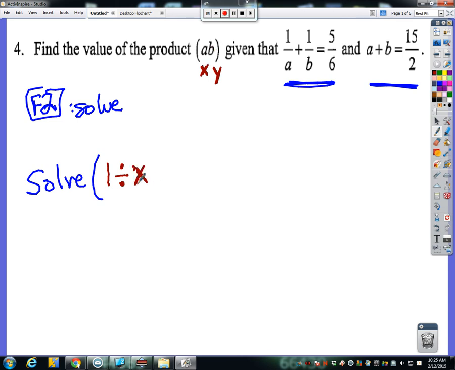So we'll do 1 over X plus 1 divided by B, or Y in this case. Find the equals button, and then 5 divided by 6. Okay, so we got that. But we're not done yet. We're going to put in this second equation also within this same line.